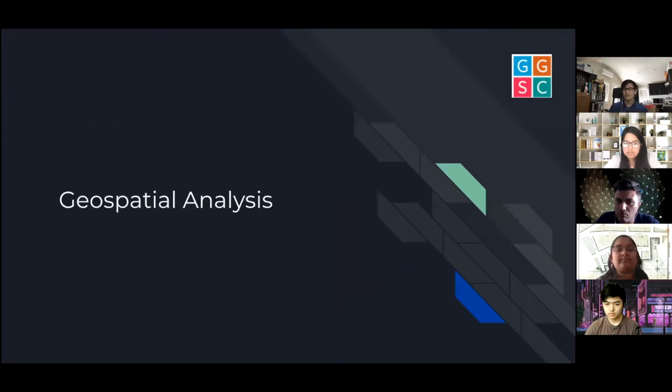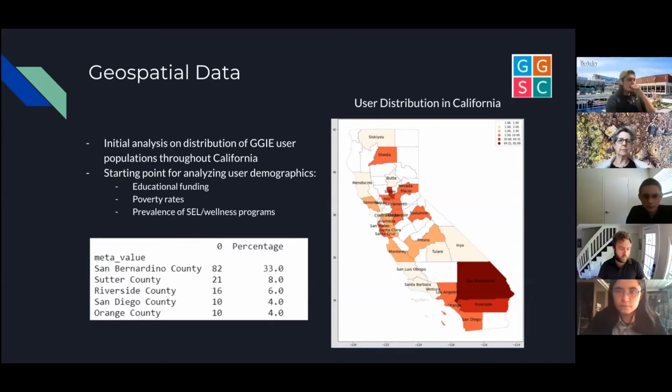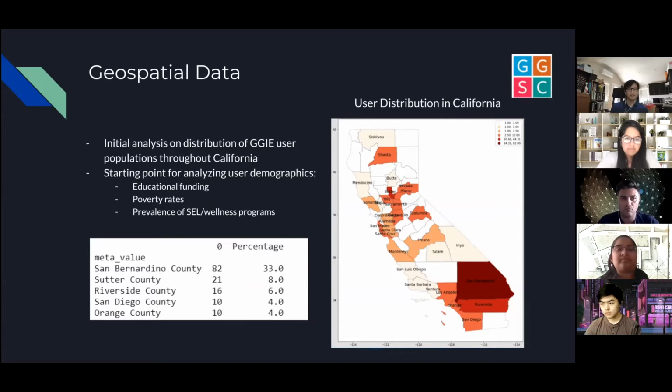And finally, we did some analysis on geospatial analysis. We actually got this data source pretty late, so we couldn't do much with it, but we did do an initial analysis on the distribution of GGIE users throughout California. And as you can see, there's a big proportion of users in San Bernardino County, which is where the project actually originated from. And we're planning on taking this analysis further by looking at different sources, the user distribution of people using the website.